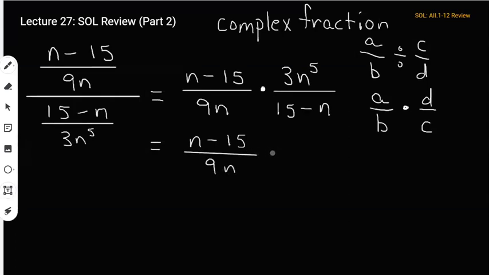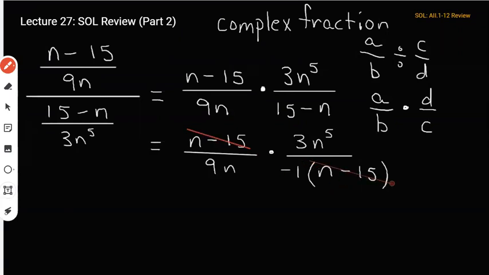Now, one thing that I can change is on the bottom of the second fraction, you'll see that I have 15 minus n. If I take a negative 1 out, then that's going to change the order of the subtraction. Instead of having 15 minus n, I'm going to have n minus 15. So now I can cancel out the n minus 15. So let me change to red, and I'm going to cross this out, and I'm going to cross this out.